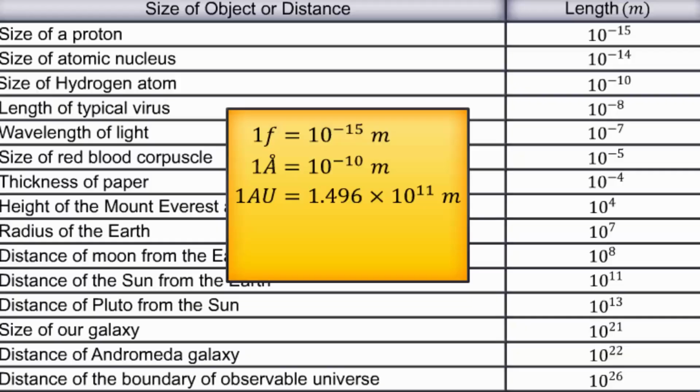Light year, denoted by small letters ly, which is equal to 9.46 into 10 to the power 15 meter. A light year is the distance that light travels with a velocity of 3 into 10 to the power 8 meter per second in 1 year. Parsec, denoted by small letters pc, which is equal to 3.08 into 10 to the power 16 meter.